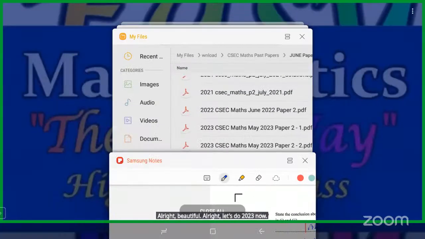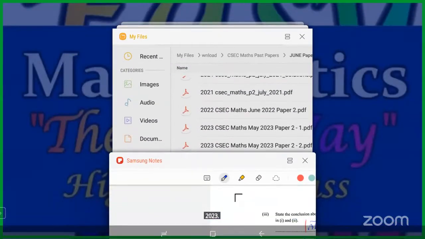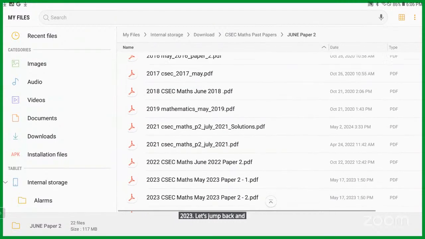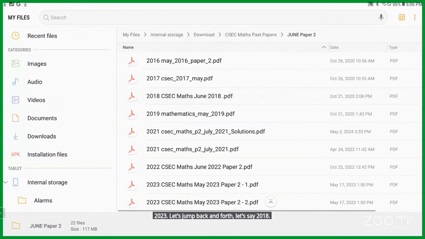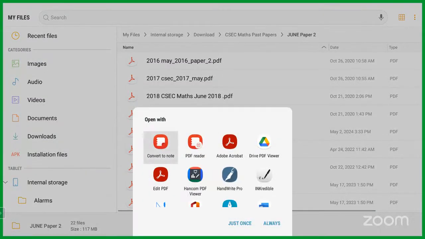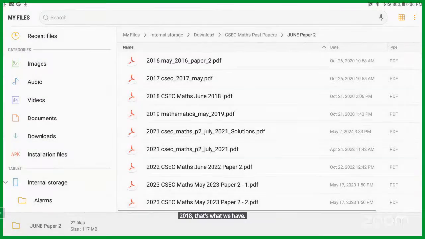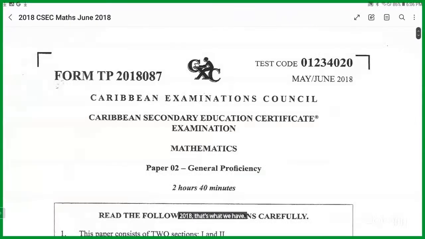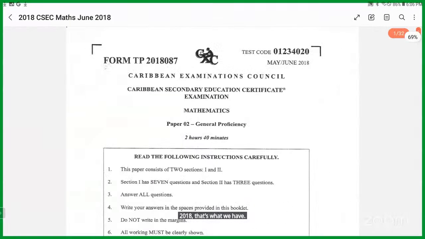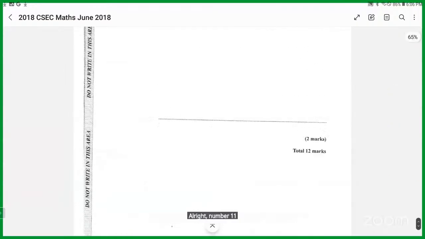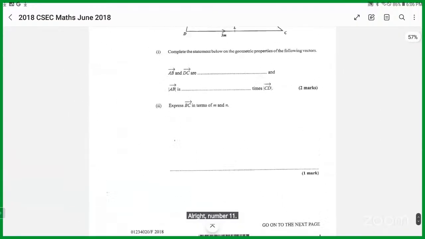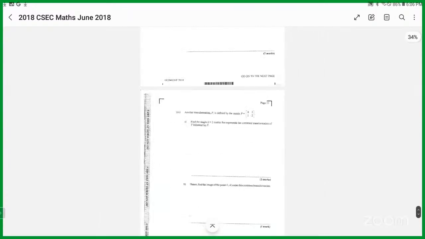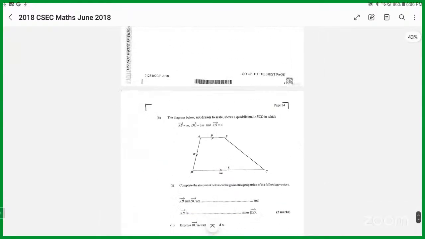2023. I'll do the 2018. I think I gave you a 2018. We'll go on to 2018. Let's jump back and forth. Let's do 2018. I think it's number 11. Alright, here we go. So we're going to start right here, 2018.